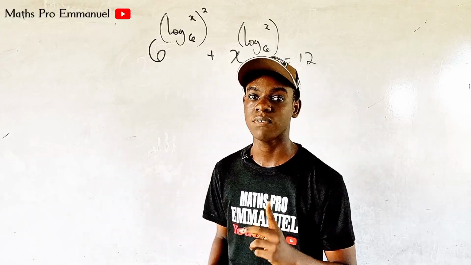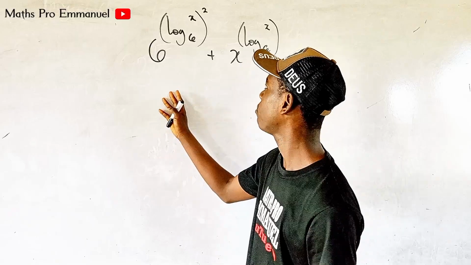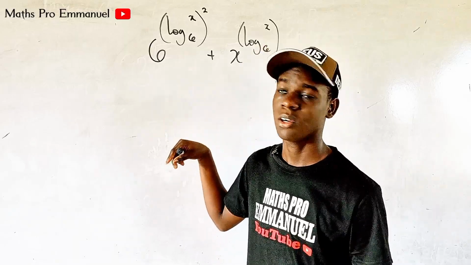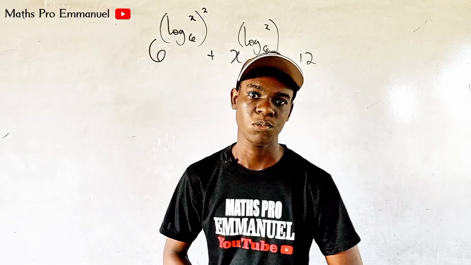So on this one, let's see how we can give a solution to this problem. We have to find the value of x in 6 raised to the power of (log x base 6) all squared plus x raised to the power of log x base 6 is equal to 12.